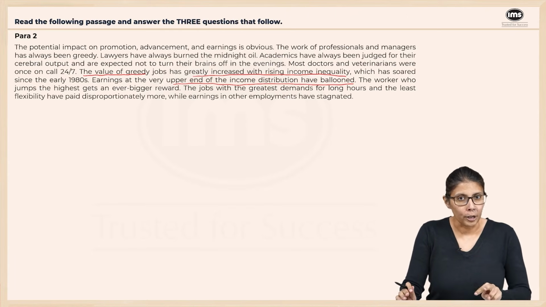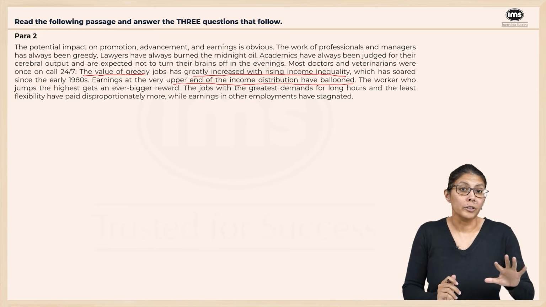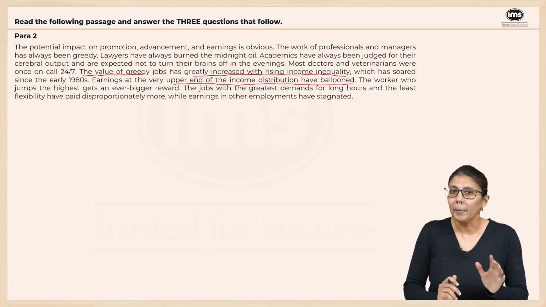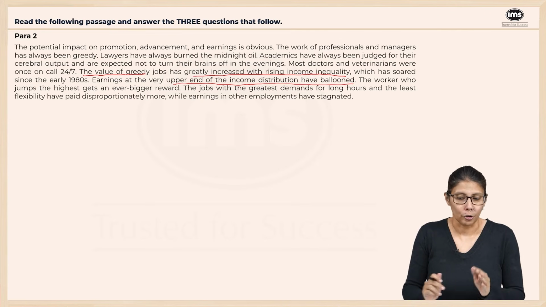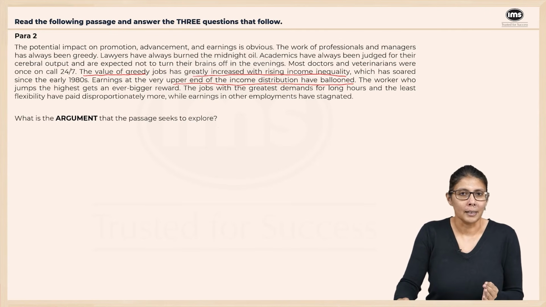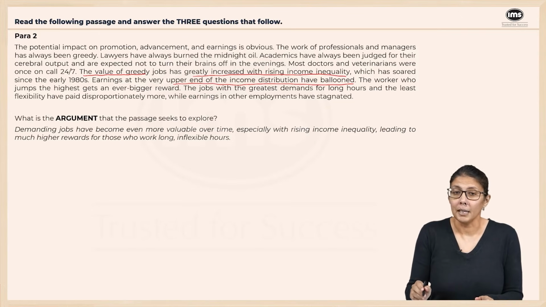So now let's correlate this with what we have already said. We talked about how one partner who is supposed to be responsible for home and family takes up a flexible job. Now this partner is not going to be earning as much as the other one who has a demanding job. So that's basically what this part is trying to say, that demanding jobs have become even more valuable over time, particularly since income inequality is rising. There are much higher rewards for those who have long, inflexible working hours.